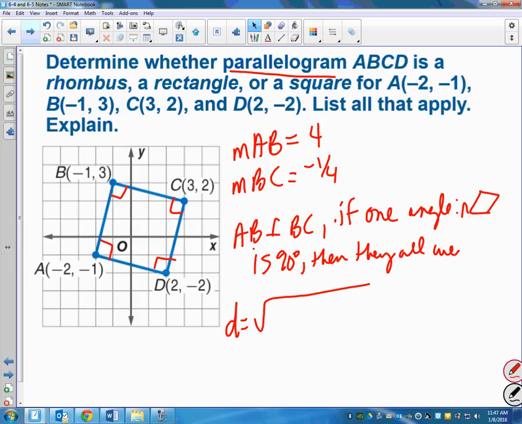So I'm going to do the distance of, choose, I'm just going to pick C, and I'm going to say -1 minus 3 squared plus 3 minus 2 squared. -4 squared is 16 plus 1 squared is the square root of 17. That's a little bit more than 4, right?